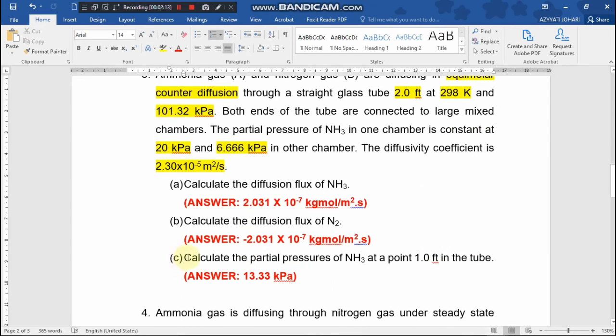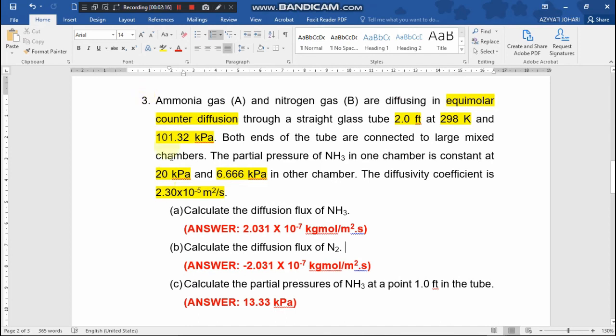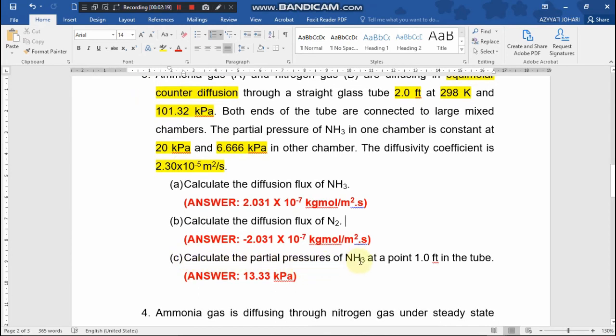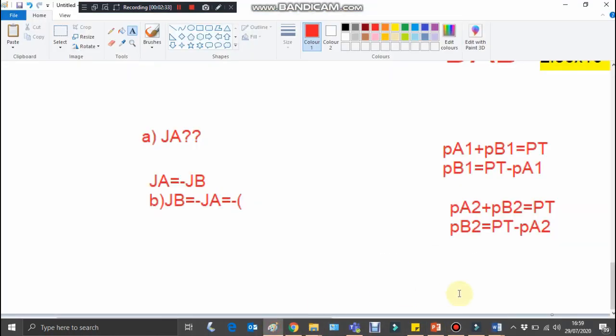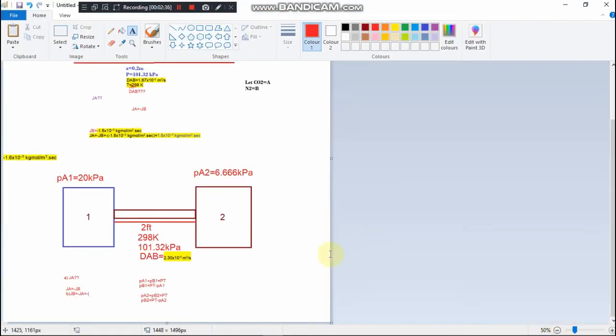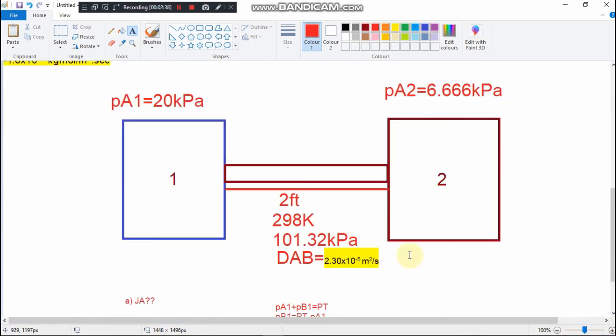Alright, so the last question for question number 3: calculate the partial pressure of NH3 at a point 1 feet in the tube. So partial pressure of NH3, we know that NH3 is A, so this will be PA, but this PA is for 1 feet long. According to the diagram, we already drew the diagram for 2 feet. So the idea is they ask you to calculate the partial pressure of A when the length of the pipe is only 1 feet.